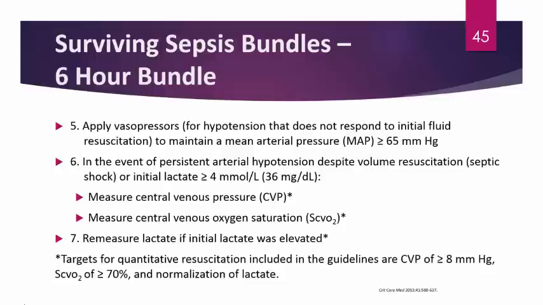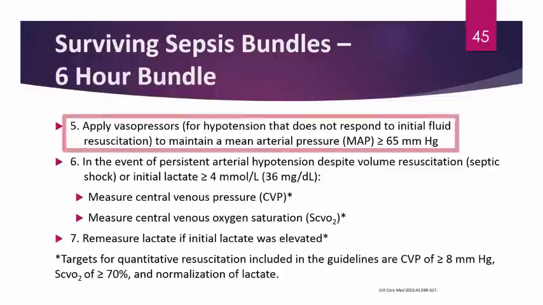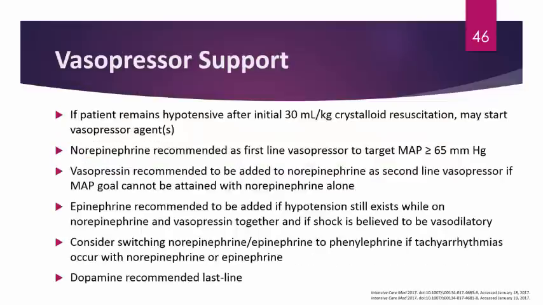Now, in terms of the second part of the bundles, or the 6-hour bundle from the 2012 Surviving Sepsis Guidelines, the next step is to apply vasopressors for patients who aren't responsive to initial fluid resuscitation to maintain a MAP of at least 65. So you've given your patient crystalloids. It didn't work. Your patient's still tanking and hypotensive. What do you do? At that point, you can actually start vasopressor agents.